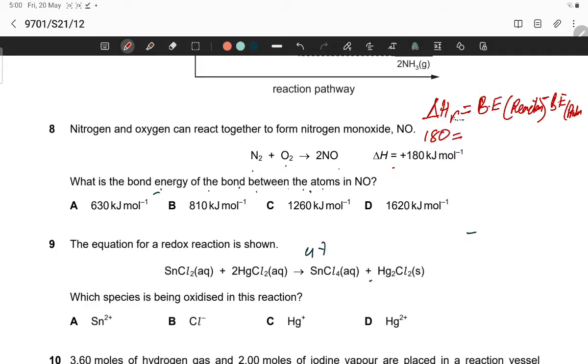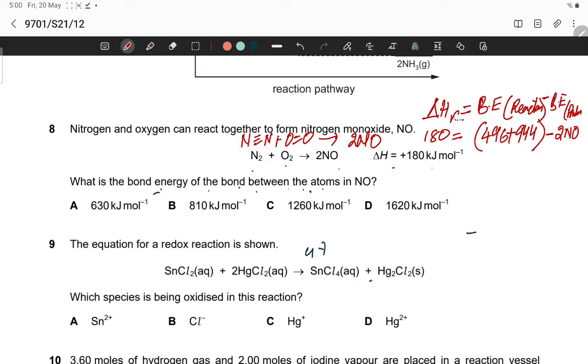So nitrogen bond energy of reactants: N2 plus O2 to form NO. So the bond energy of nitrogen molecule is 496 plus bond energy of oxygen is 944 minus 2 times NO.